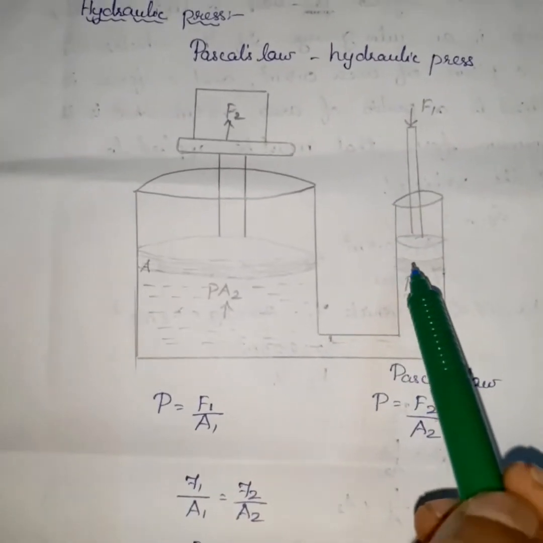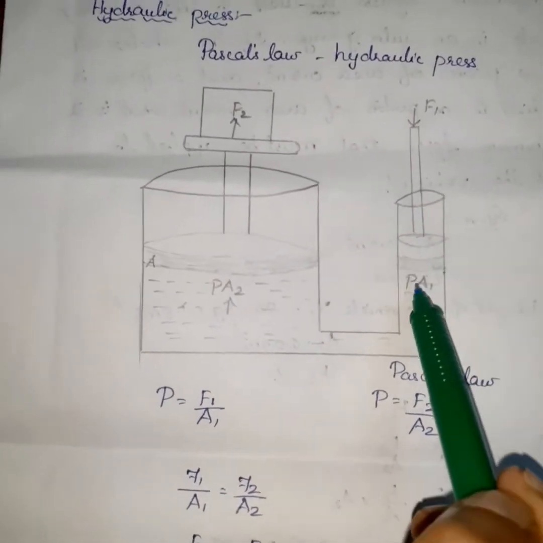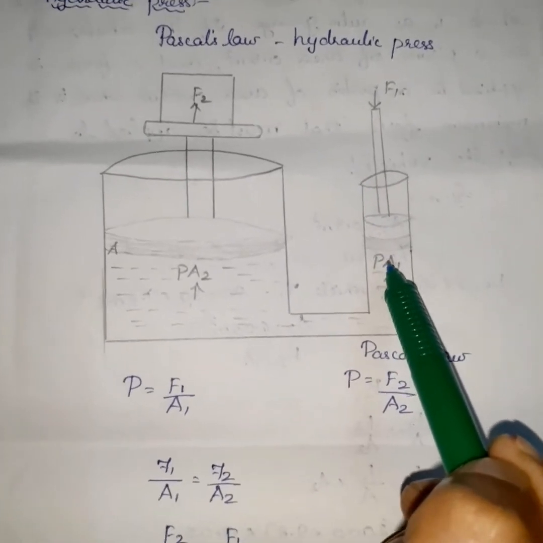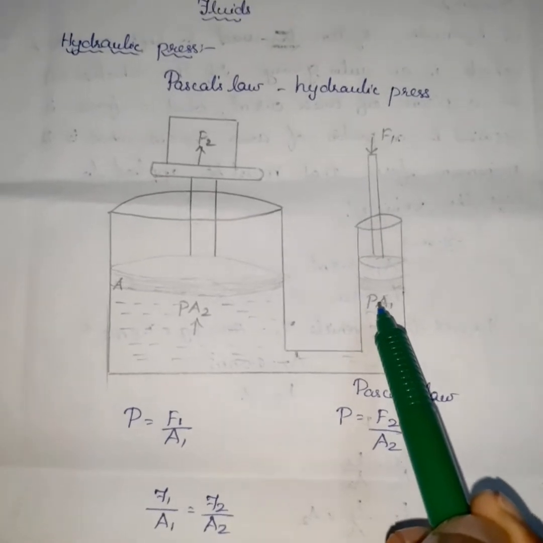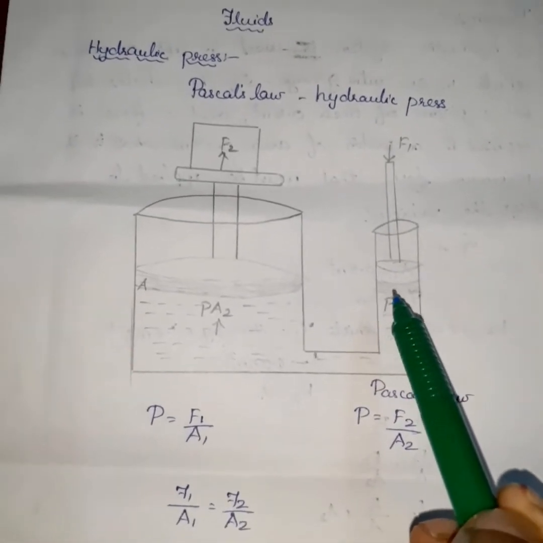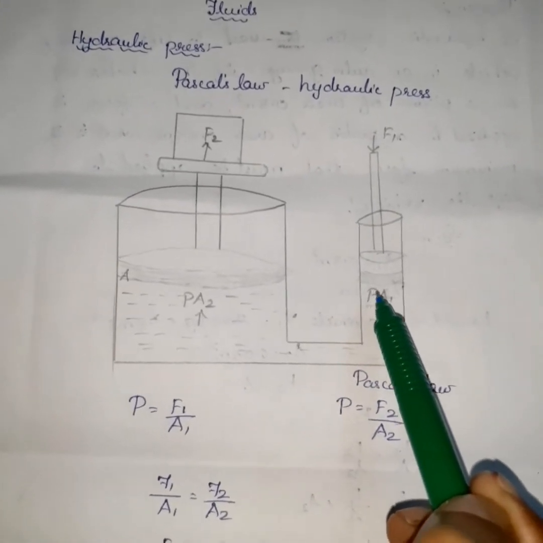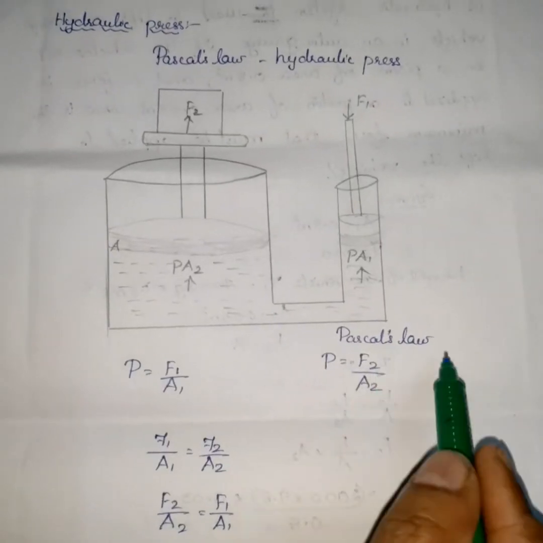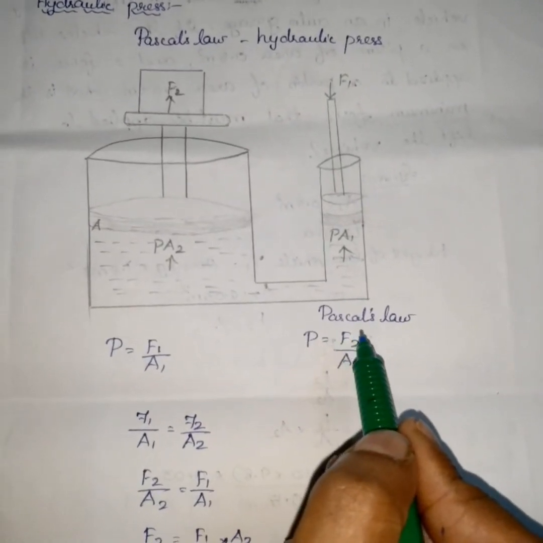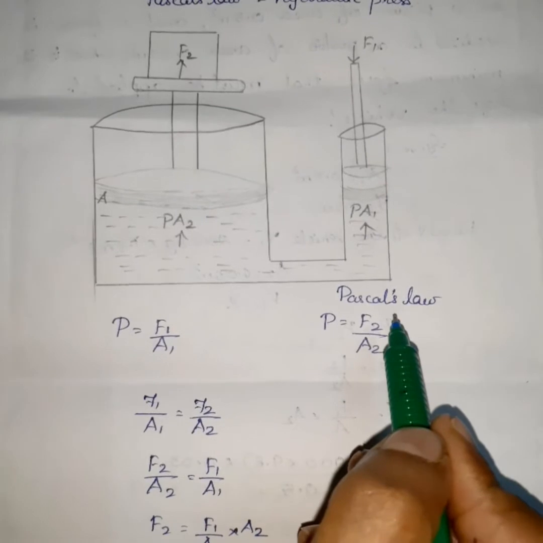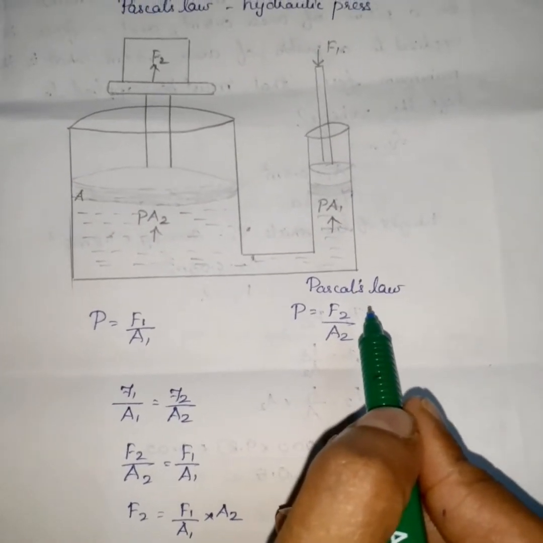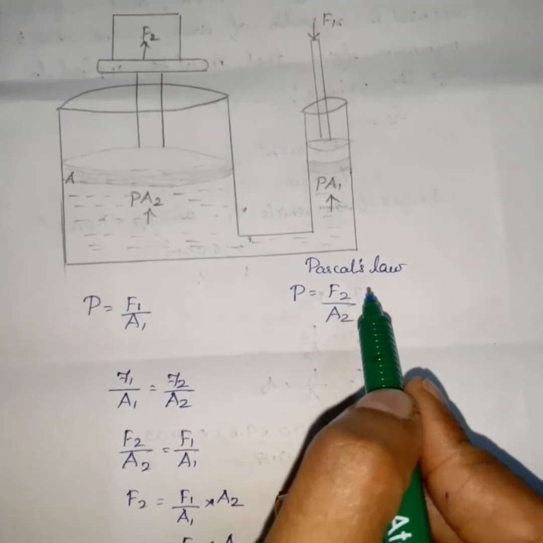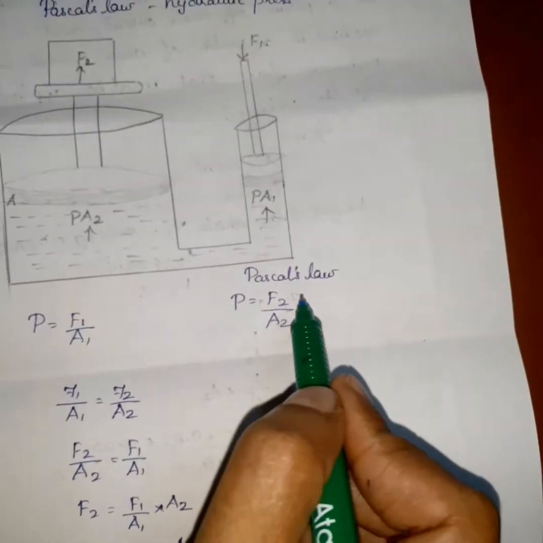So here the pressure is produced. What is pressure? Force acting on the unit area is pressure. You apply Pascal's law. What is Pascal's law? The external pressure applied on an incompressible liquid is transmitted uniformly throughout the liquid in all directions.